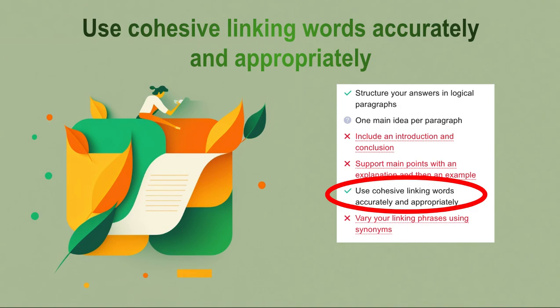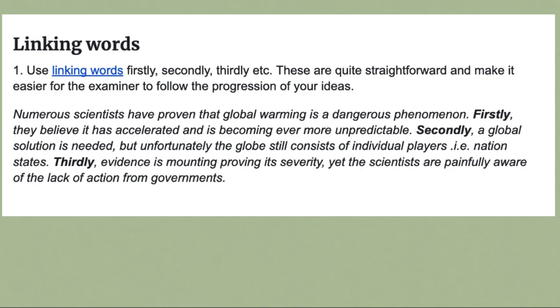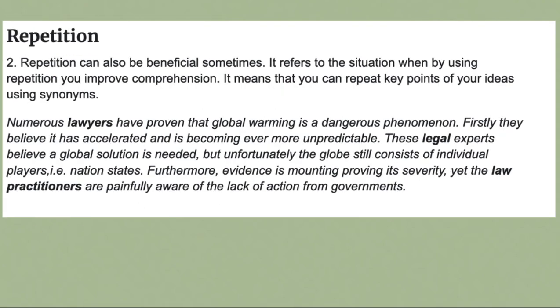In this tutorial, we're going to look specifically at using cohesive linking words accurately and appropriately. So with linking words, we've got firstly, secondly, thirdly. These are quite straightforward, and as you can see, it's quite straightforward for the examiner to follow. I think these are fine when you're starting out. Later you can start using more sophisticated ones, but these signal where you're going with your essay. They're also good for your speaking, just as a side note. So this is a great way to start off with, especially if we've got a sequence of events.